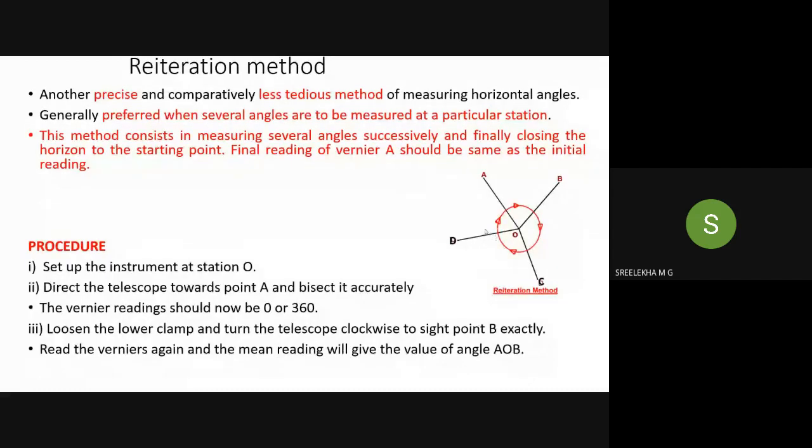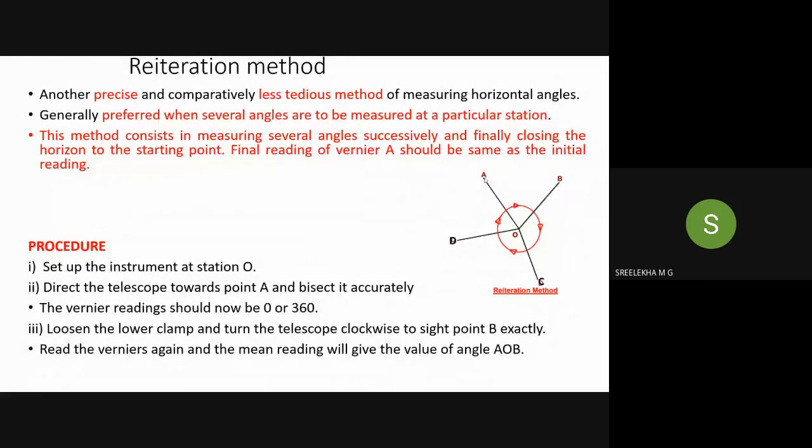First, you make the angular reading 0. The vernier reading is made 0 after setting up the instrument, and then direct the telescope towards the point A. The instrument is at O and you are turning so as to sight the object. What is the object here? It will be the ranging rod only. Sight the ranging rod at the point A, and now the angular reading should be 0 degree.